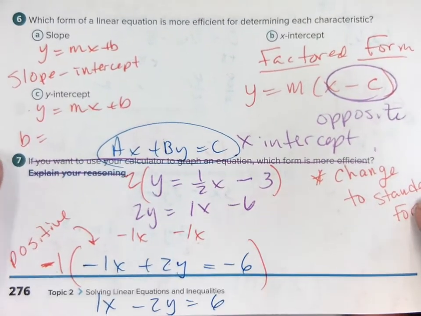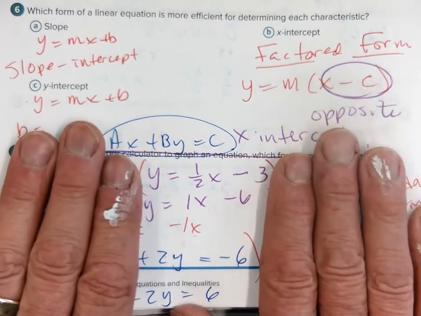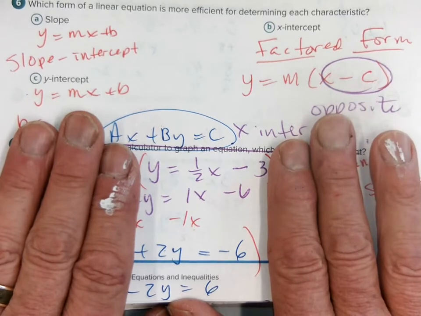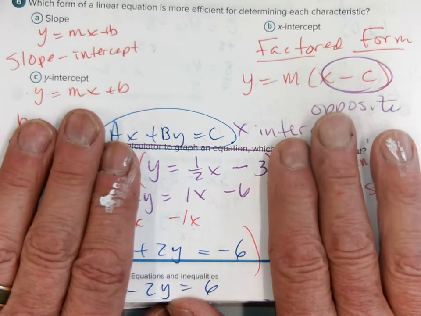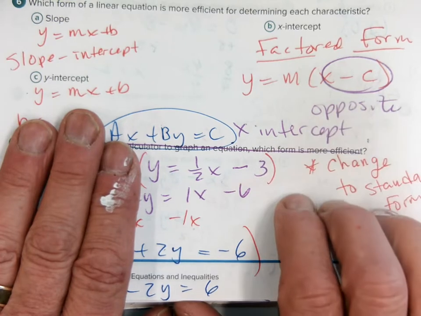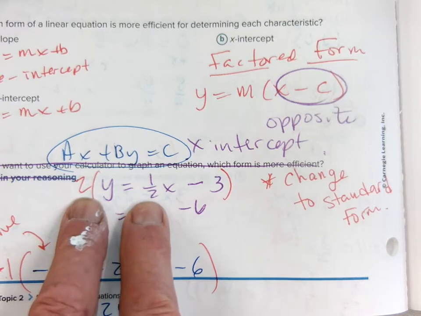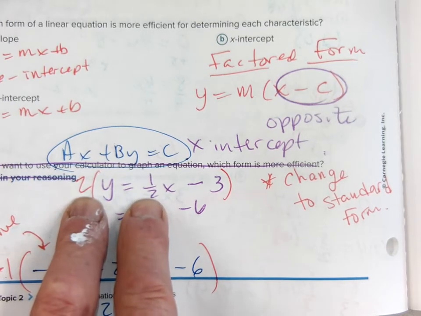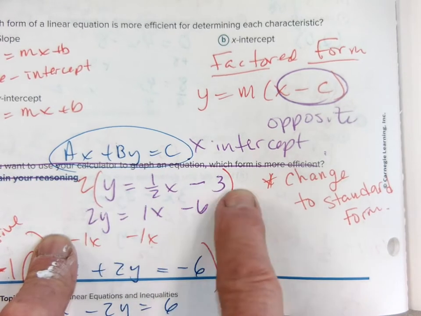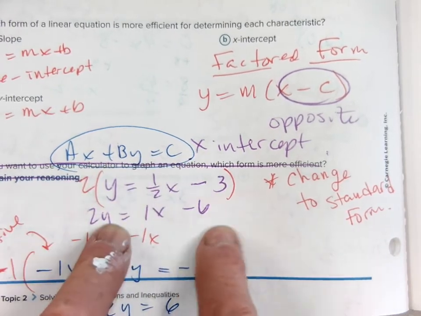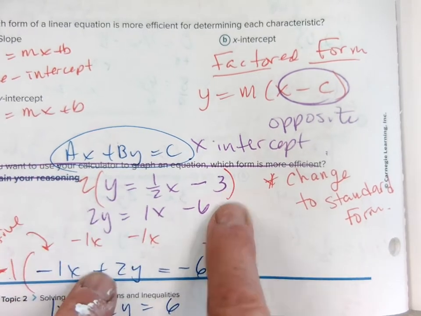Finally, the last question I had was: taking this equation, y equals 1/2 x minus 3, what if I want to make it into standard form? So the first thing I did, because of the fraction, was get rid of the fraction by multiplying everything by 2. Multiplying by 2 gives 2y, half of 2 is 1, and 2 times 3 is 6.